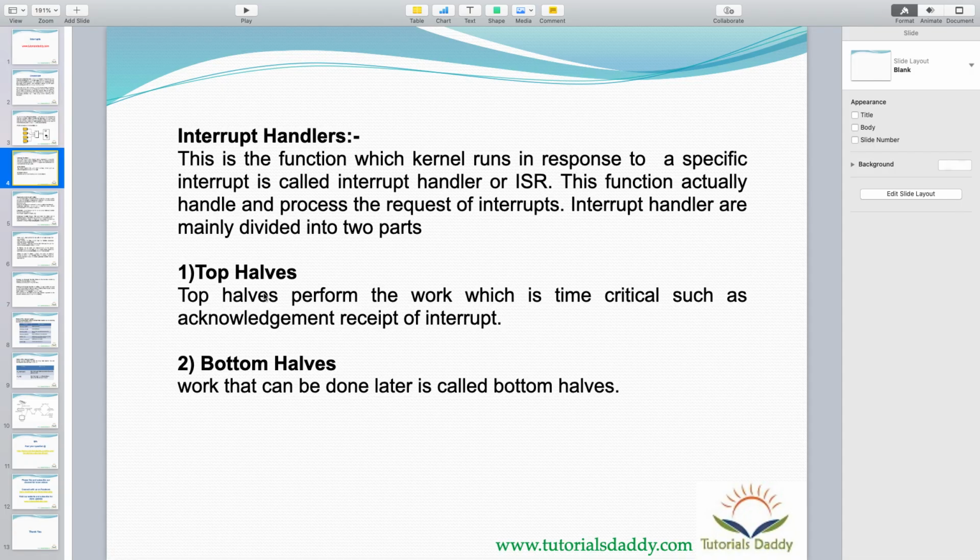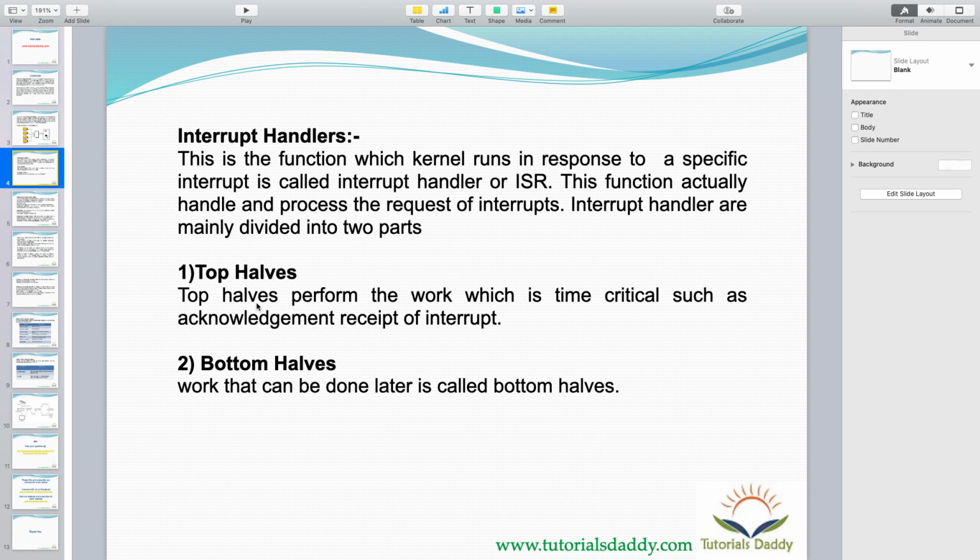Why the bottom half was introduced and why the top half was introduced, we will discuss sometime later in this training program. In detail we will discuss the use of the bottom half and the use of the top half. For now, let's understand what exactly we perform in the top half.